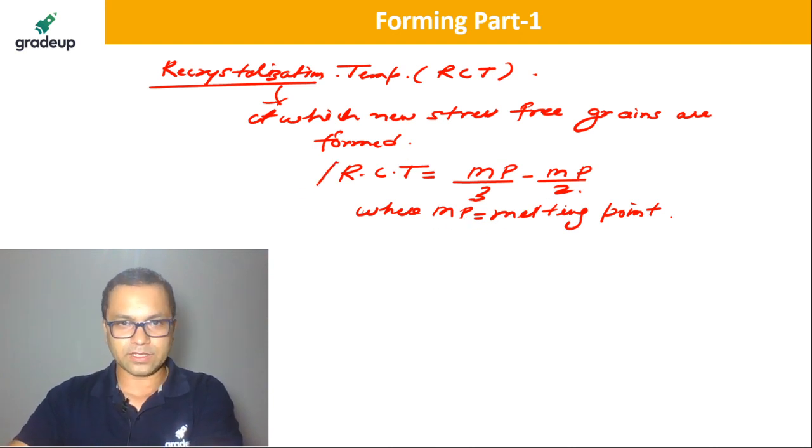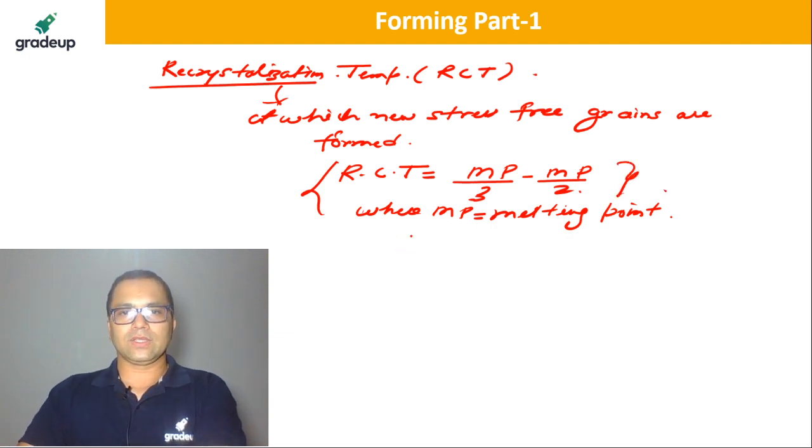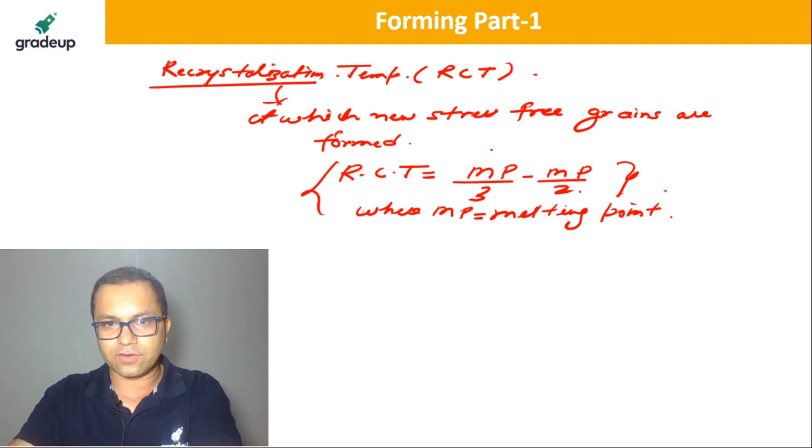Please note this. Recrystallization temperature is generally given something like this: melting point upon 3, melting point upon 2. This is the range of recrystallization temperature. Don't say that this is minus. This is not minus here. So this is a range.